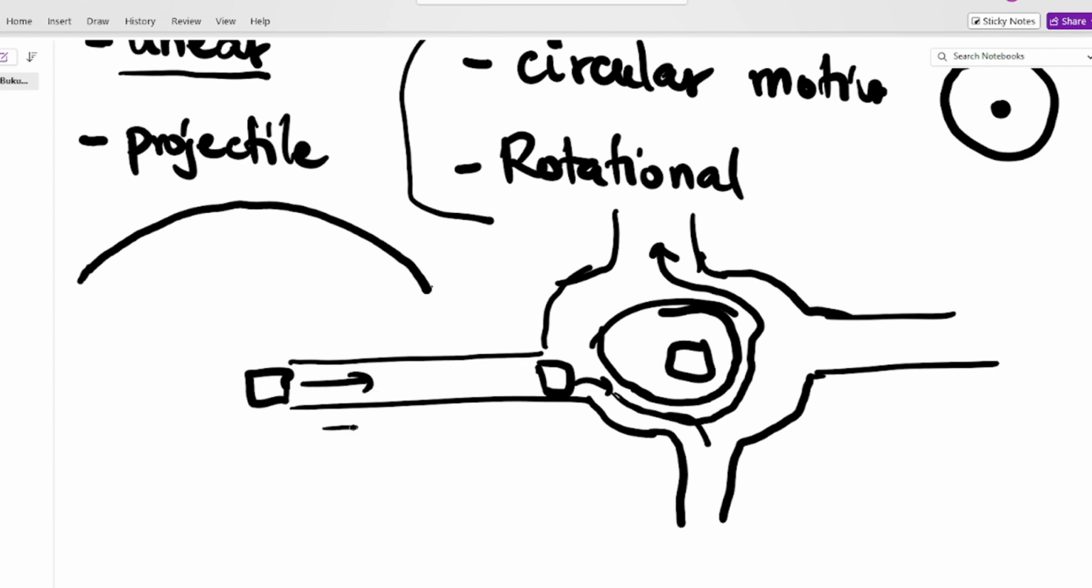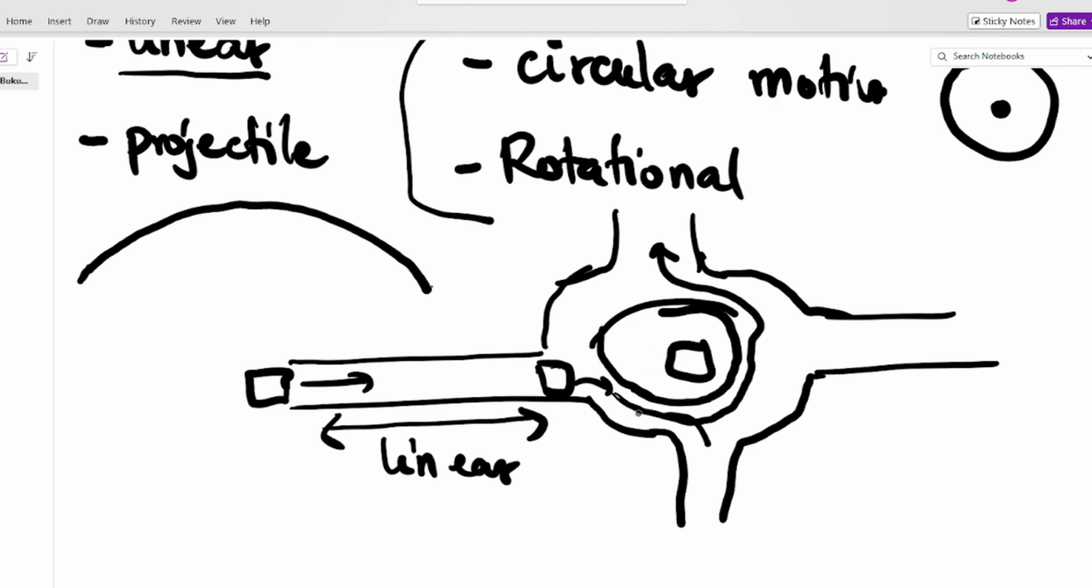From here to here, you are doing a linear motion because you are moving on a straight line. But when you get to this roundabout, you are moving around a particular turning point. You are turning. When you are moving around this turning, you realize that what you are turning about is outside the body.